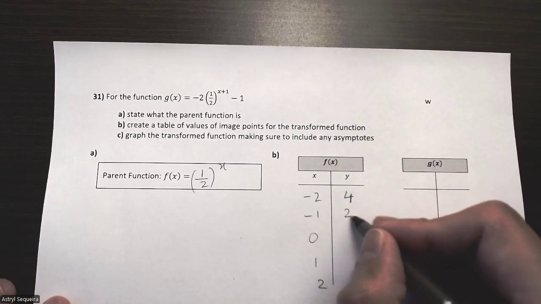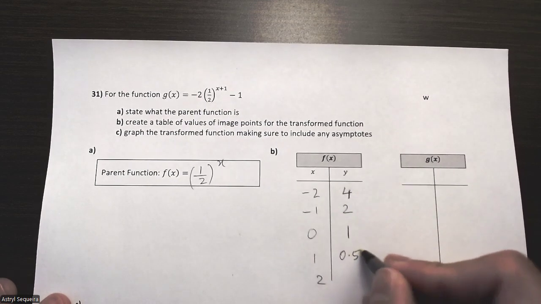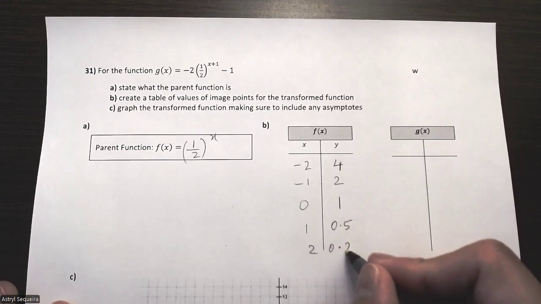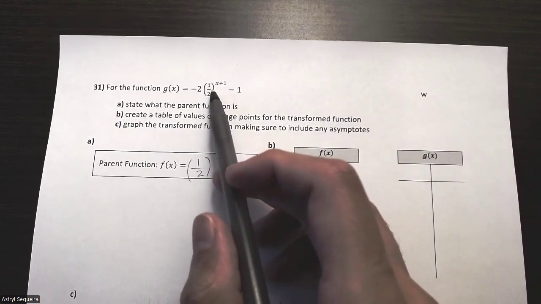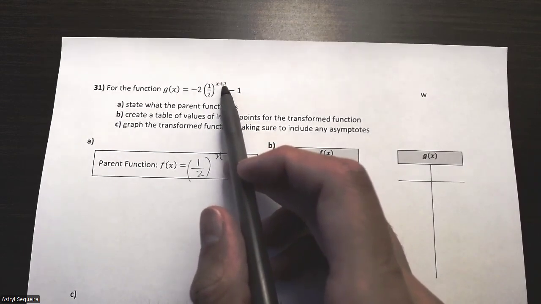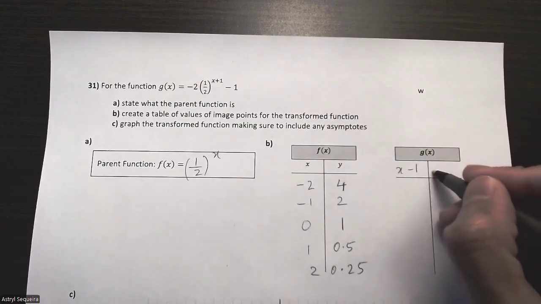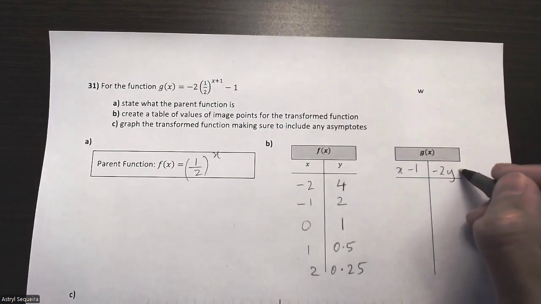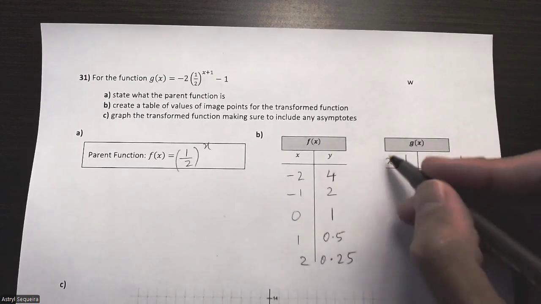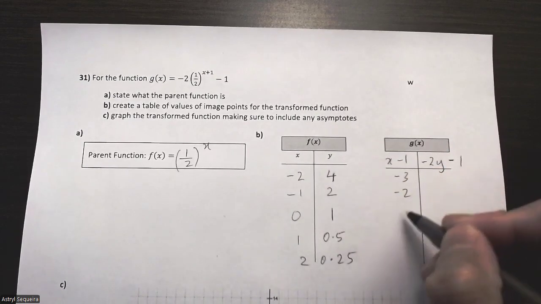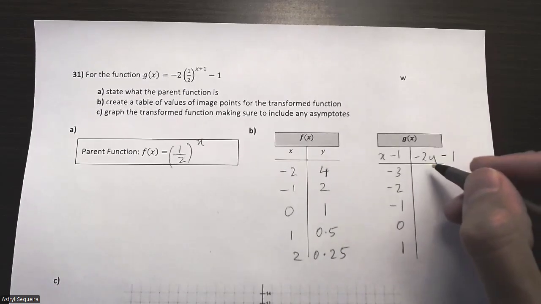1 over 2 to the power of 2, 1, 0.5, 0.25. Do our mapping rule next. So my mapping rule for this one, I have no k value. I have a d value of 1, so it's x minus 1, and then -2y minus 1. So let's subtract 1 from all of those. -3, -2, -1, 0, 1. Let's do all the y values.